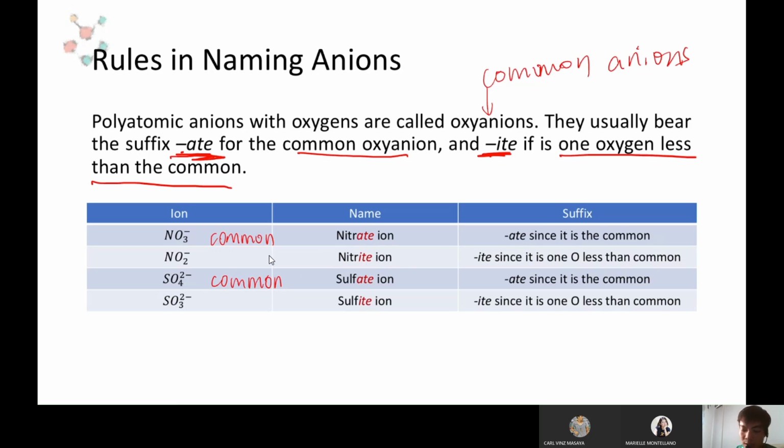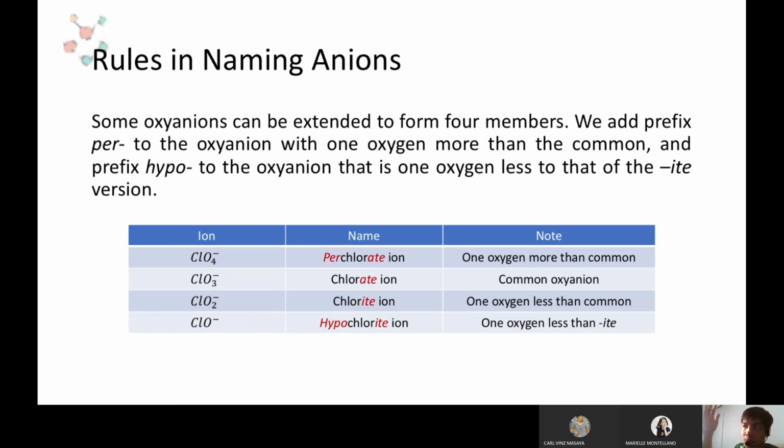Kapag extendable to 4 versions siya, pwede ka maglagay ng prefixes sa ate and ite. Pag one oxygen more than the common, you add the prefix per. Pero if it is one oxygen less than the ite, maglalagay ka ng prefix na hypo. So may 4 na version tayo. And don't worry, ito lang yung ginagamit natin madalas.